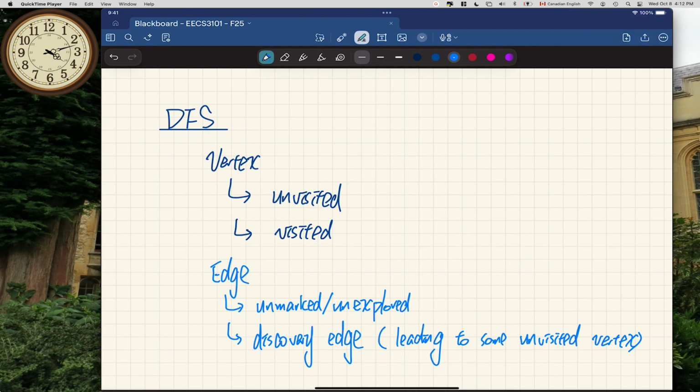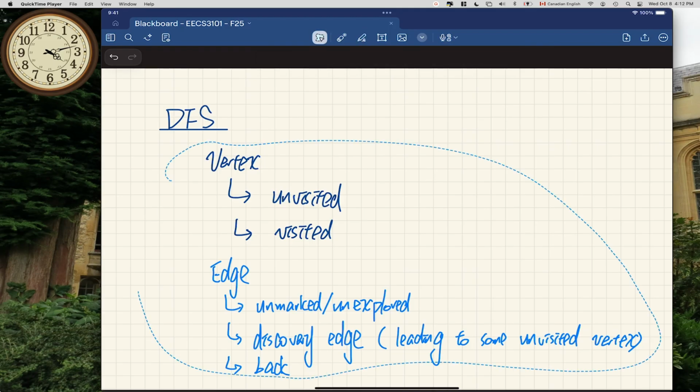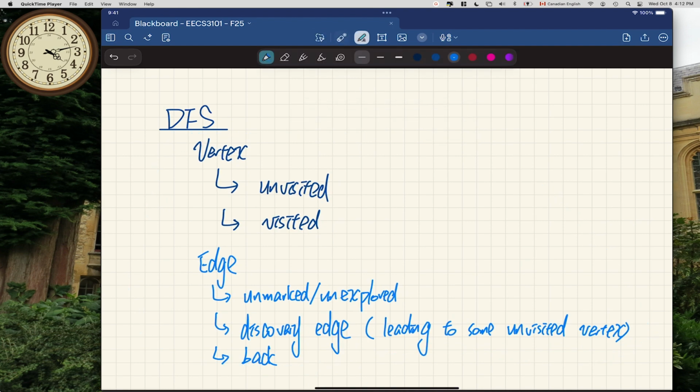Okay, let's now continue. So if the edge is going to lead you to something that has not been visited so far, it's going to be discovery. On the other hand, if it's going to lead you to something that's already visited, it's called back edge. Okay, let me just make some space. There we go. Put it here. It's called back edge, so leading to some visited vertex.